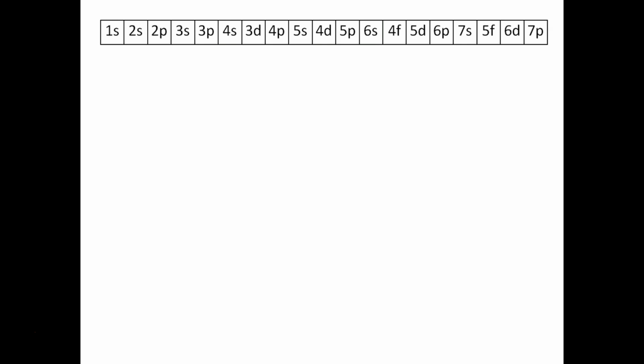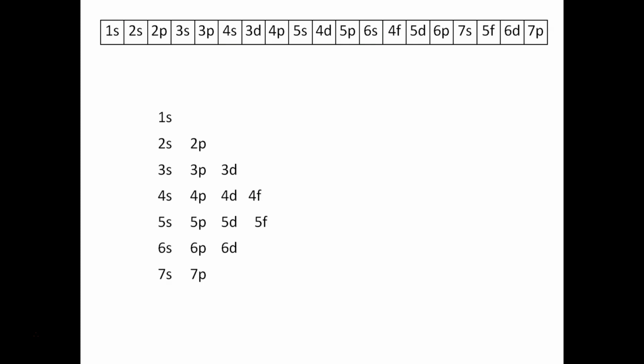Then after the 3d comes 4p, then 5s, then 4d, because it takes less energy to put electrons into 4d than the 5s, then 5p, then 6s, and then 4f, then 5d, then 6p, then 7s, 5f, 6d, 7p. You will need to have a way of remembering this basic order. We'll talk about a number of different ways that you can remember it, but the first one we're going to look at is using this little chart-like structure.